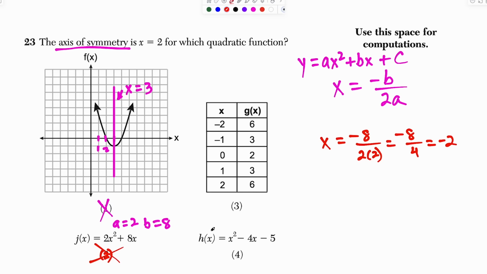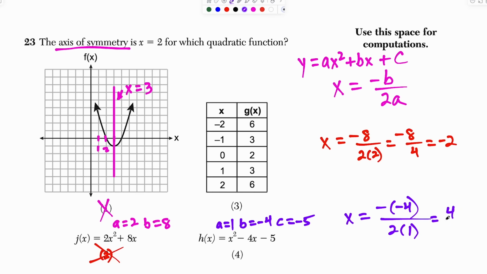And now I'll do choice 4 just because it's in the same form as choice 2. So this one, we would have an a value of 1 and a b value of negative 4 and a c value of negative 5. So if we plug into the axis of symmetry formula, we would have x equals negative negative 4. We have to write that negative twice over 2 times a, which is 1. And this would give us positive 4 over 2. So x equals 2 would be our axis of symmetry. So choice 4 is definitely our answer.